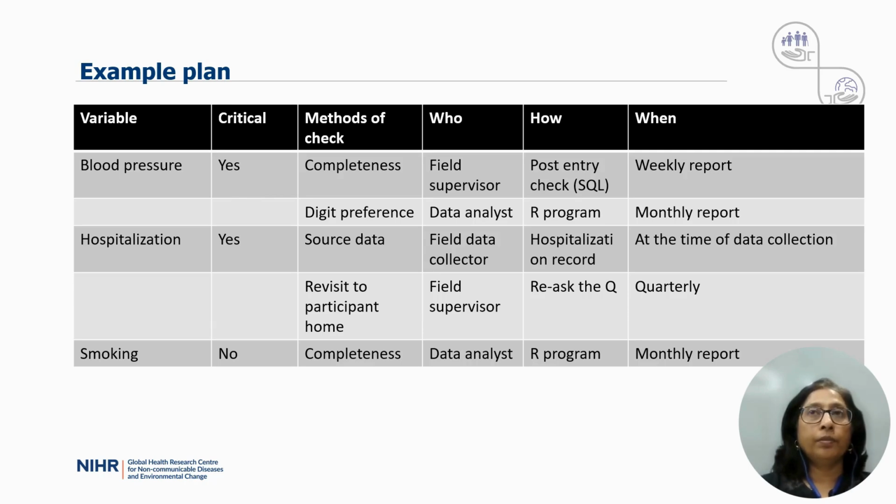Take an example for blood pressure. You don't expect the last digit to be always 0 or always 1. If it's measured electronically, you expect the digits to fall between 0 to 9 randomly. So digit preference can be a central monitoring method which you can do. And here I'm saying the data analyst will do it. I'm going to use an R program, and I'll share this as a monthly report.